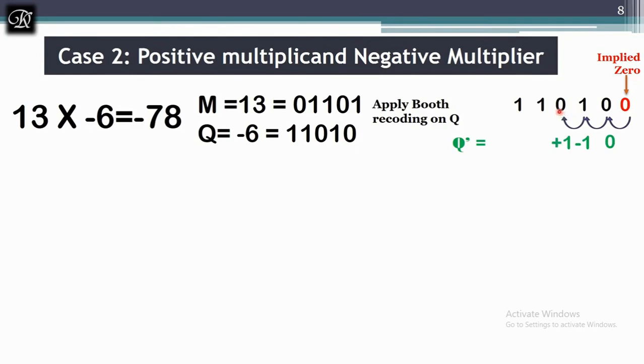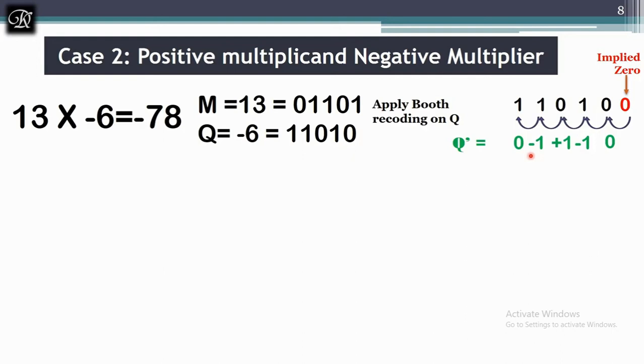When it is moving from 0 to 1, it is -1. And when both are same, it's 0. So now my new q is 0, -1, +1, -1 and 0. It's mandatory to mention the sign of each bit except 0, because that sign is the key thing which is going to change the values. Let's see how to do the multiplication.